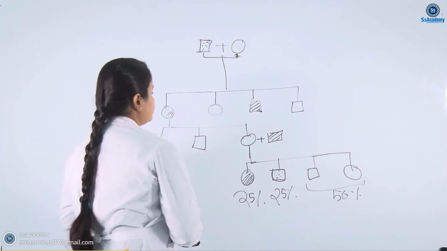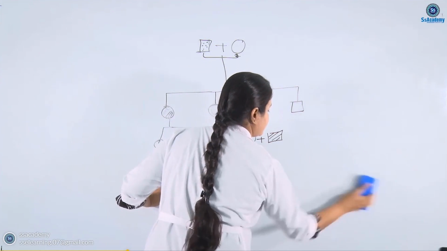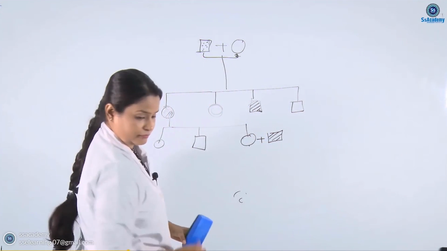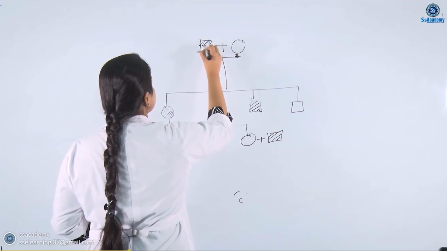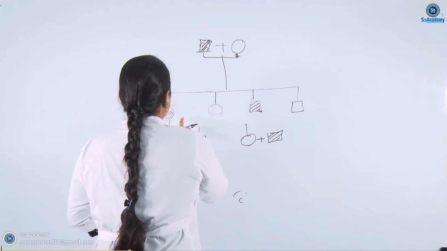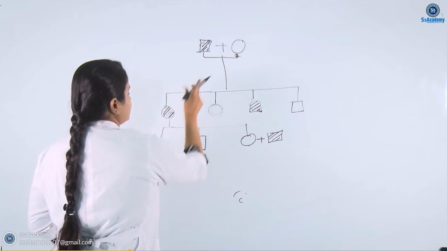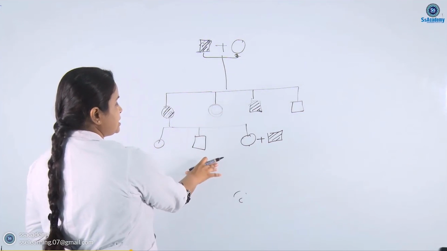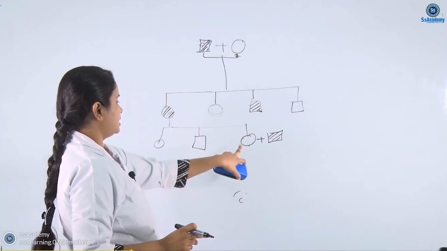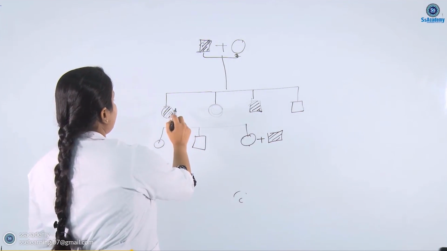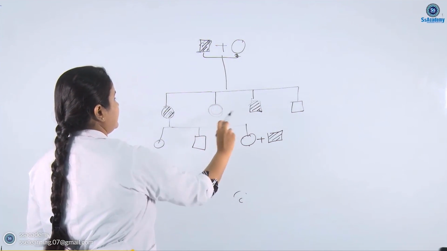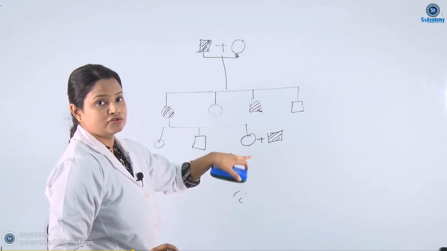If it is autosomal dominant, the father has the disease, every generation carries the trait, and male and female are equally affected. That is the pedigree of autosomal dominant.